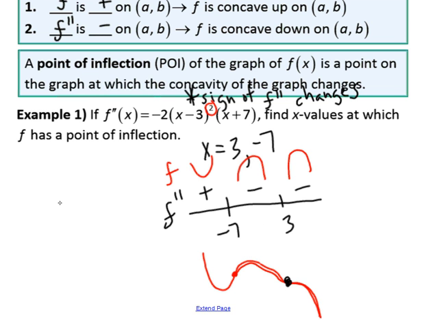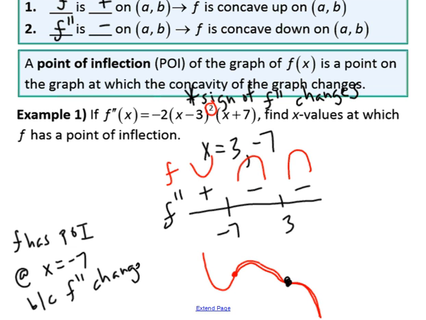All right, so here's how we would write our final answer. F has a point of inflection at x equals negative 7 because F double prime changes sign. Now, you do not have to specify it's changing from positive to negative. You just have to say that it's changing sign.